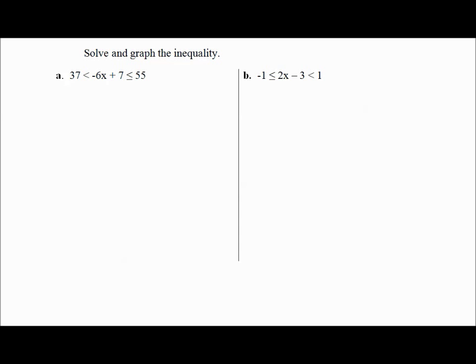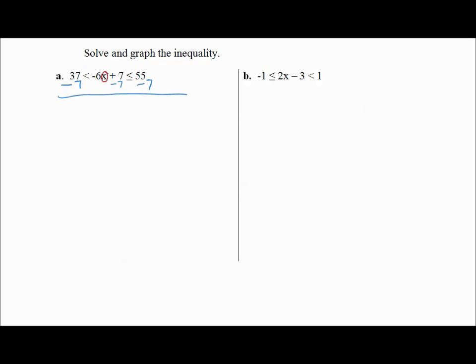So the next one, we have 37 less than negative 6x plus 7 less than or equal to 55. You know that you have this inequality, and your goal is to isolate the variable x. So we're just using the same transformations that we previously used when we were solving inequalities or equations. I know you have to get rid of the 7 first, so I'm pretty sure that you subtract 7 from all three sides.